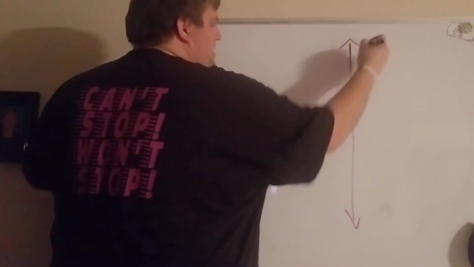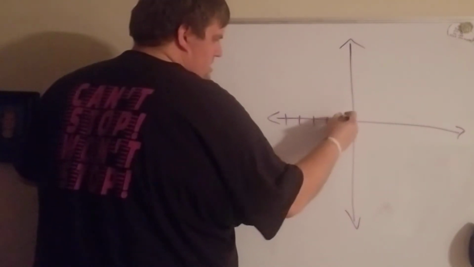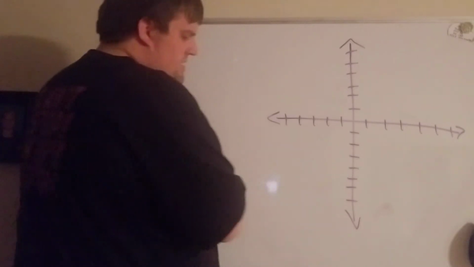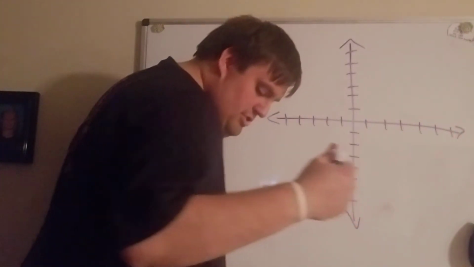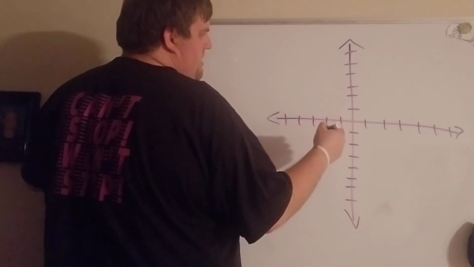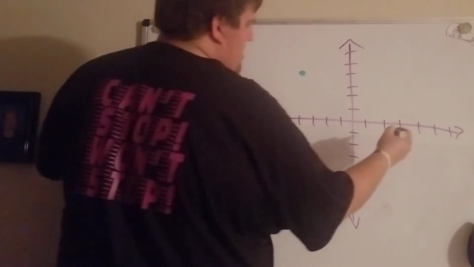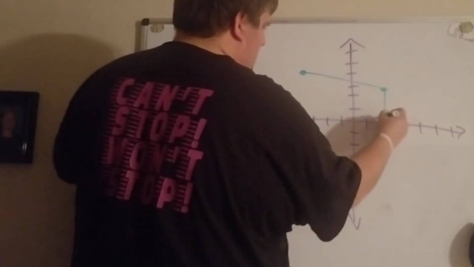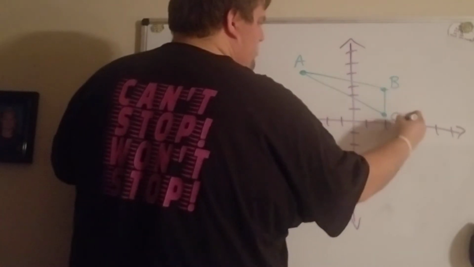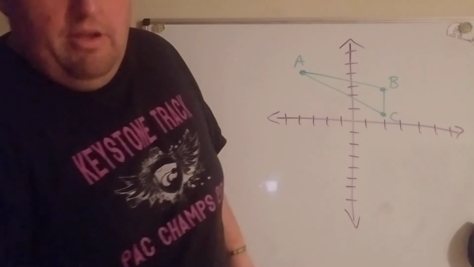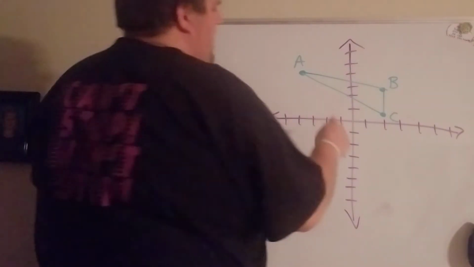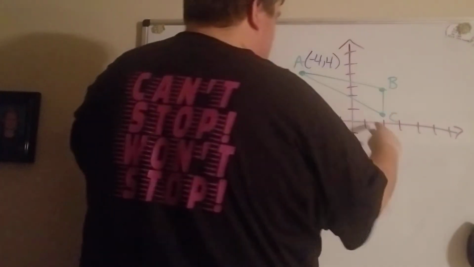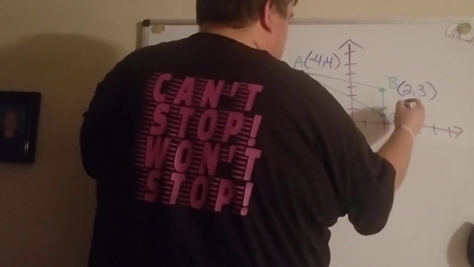Well, let me draw my little graph over here. So let's say we had a triangle, right? Easy to deal with triangles. We'll just do that. And our triangle looks like this. We'll call it triangle A, B, C. And if you're having trouble seeing where those points are, I'll write them out for you here. A is -4, 4. B is at 2, 3. And C is at 2, 1.